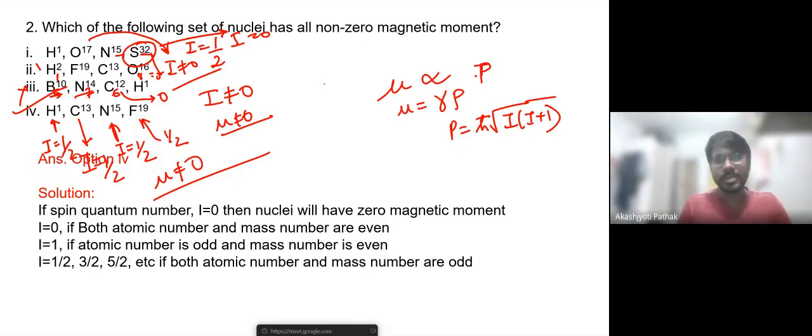So just remember this concept. Scribbled a lot. Just rub it.